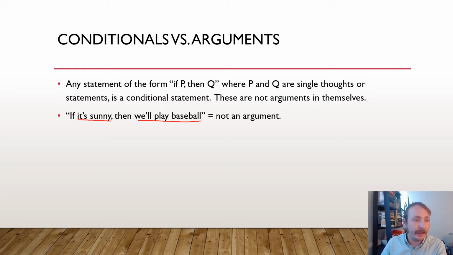And part of the reason for that is that this first part, it's sunny, is not being asserted in the conditional statement. And the same thing is true for the second part. Conditional statements do not assert either of their parts. Instead, they just say that if either of these things is true, they're going to be in this logical relationship. But if I say, if it's sunny, then we'll play baseball, that does not imply that it's sunny. It might be raining right now, and I could say, if it's sunny, then we'll play baseball, but in fact, the first part isn't true.